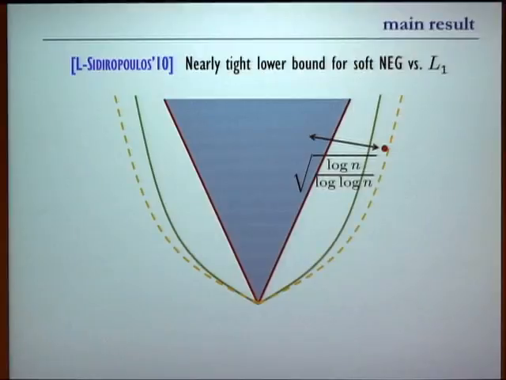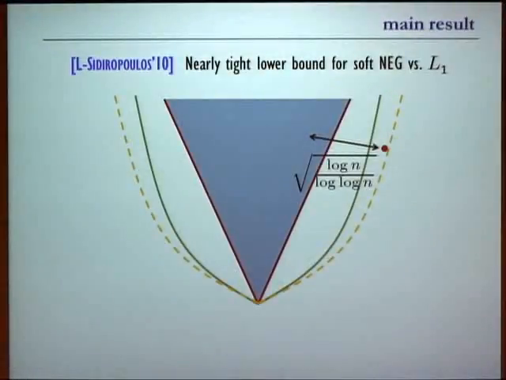I want to prove a nearly tight separation between this soft negative type cone and the metric cone. The upper bound I mentioned before holds, so there is a square root log n upper bound for going from here to here. And I want to prove this strong quantitative result, that actually that's tight. So these two things are really separated by square root log n.